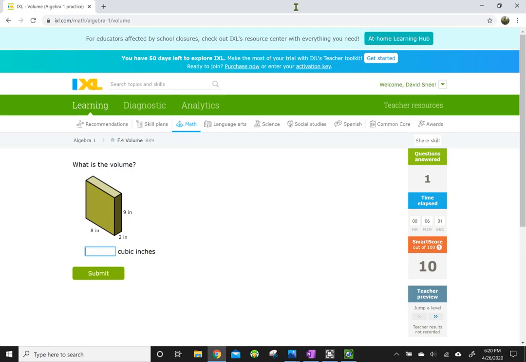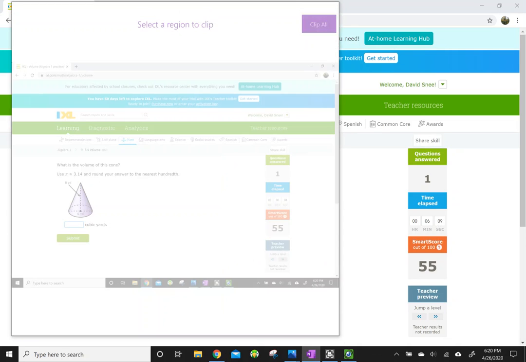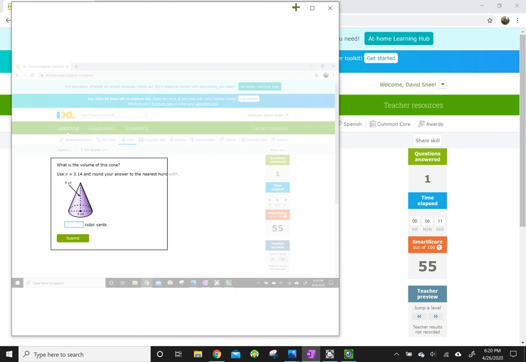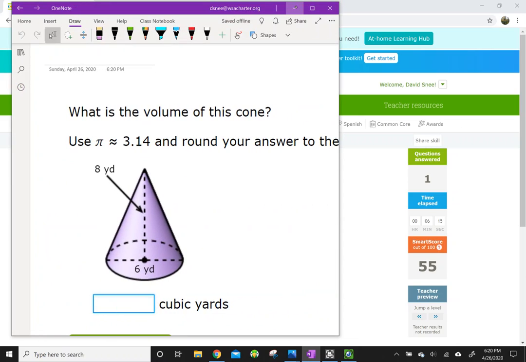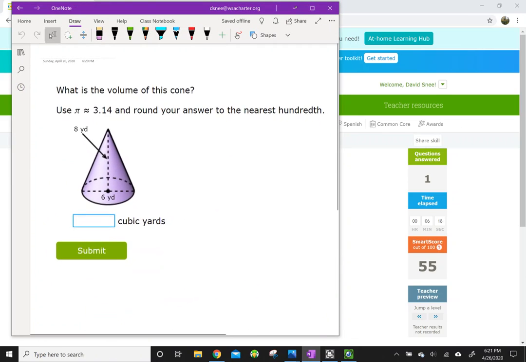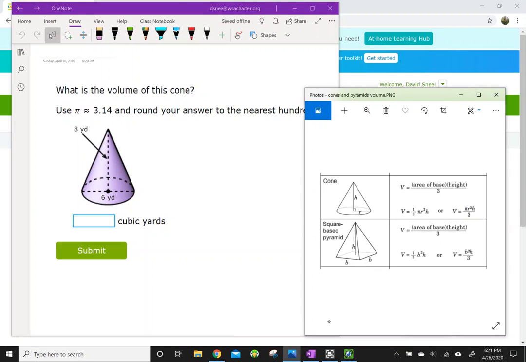We'll try out a couple problems together. This thing's the same. You can do this. You find the appropriate formula. Here is a cone. With a cone, what I need to do is find the area of the base, which is a circle, multiply by the height, and divide by 3. And if you don't remember, it's right down here. A cone. It says the volume is equal to the area of the base times the height divided by 3.